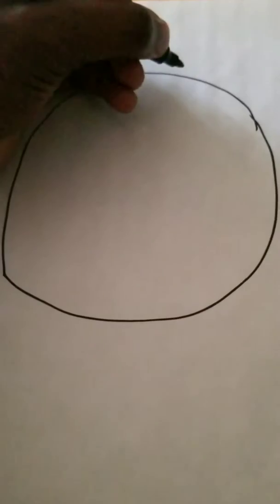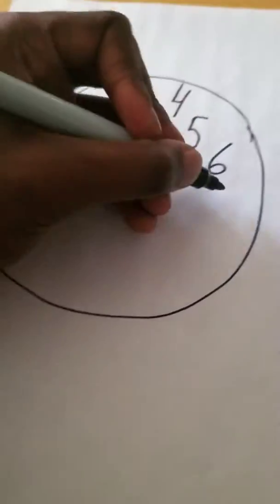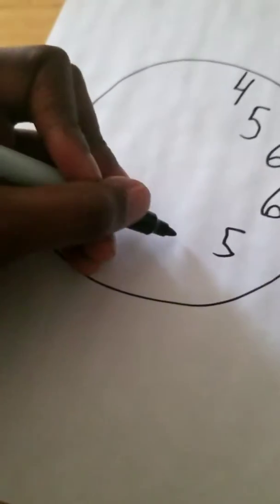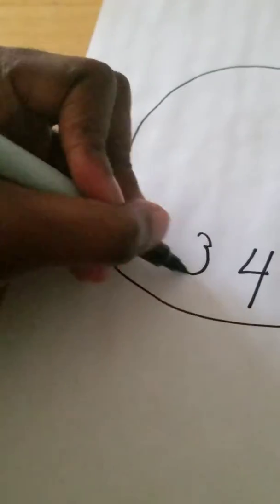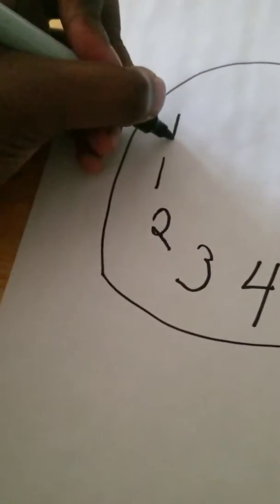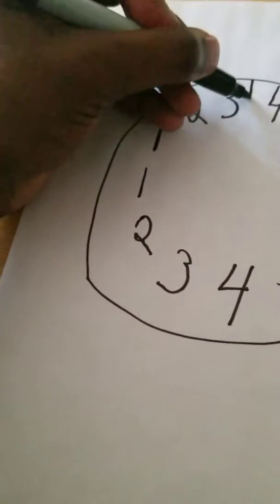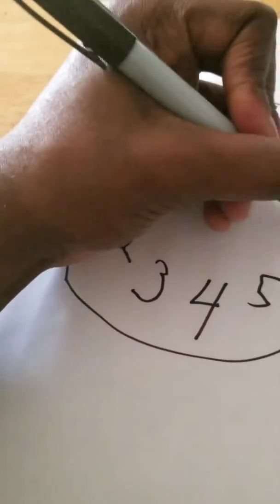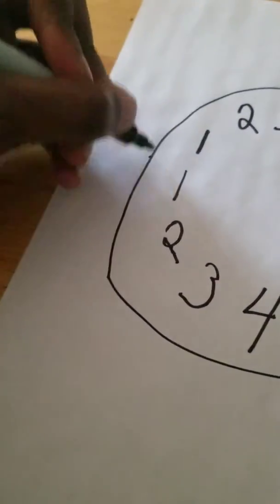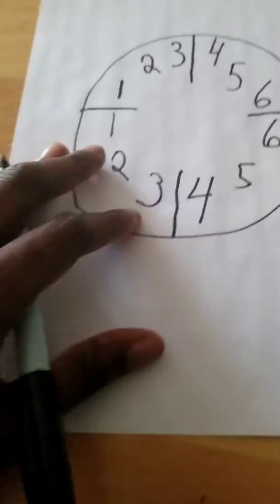So next thing is I'm gonna place in my numbers. So 4, 5, 6, 6, 5, 4, 3, 2, 1, and 1, 2, and 3. I'm gonna put some lines here to divide the seasons up. Each season gets 3 shares.